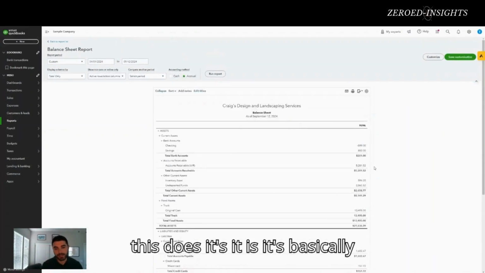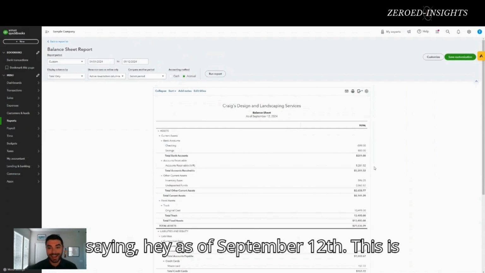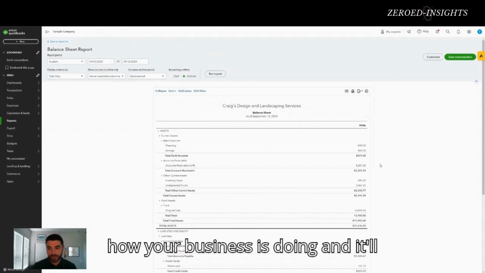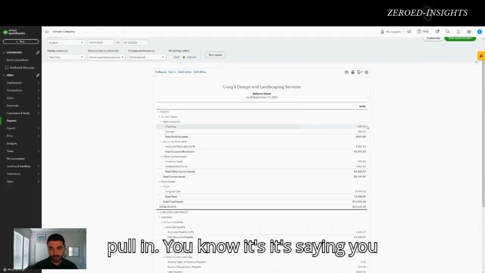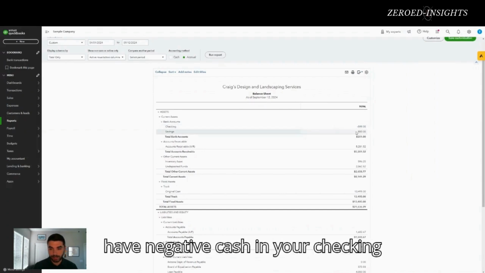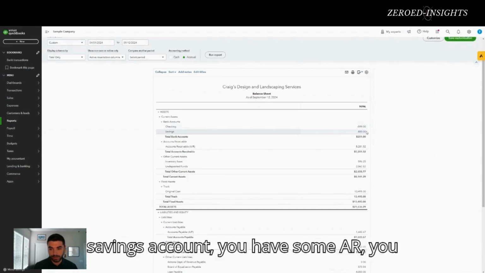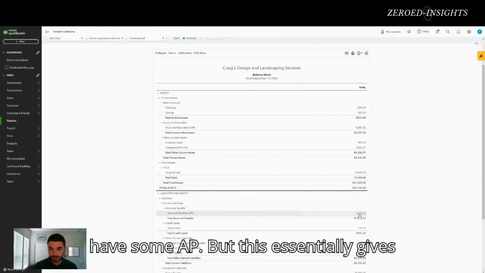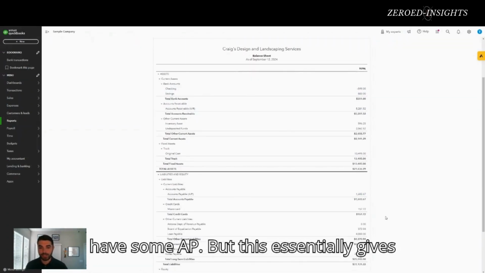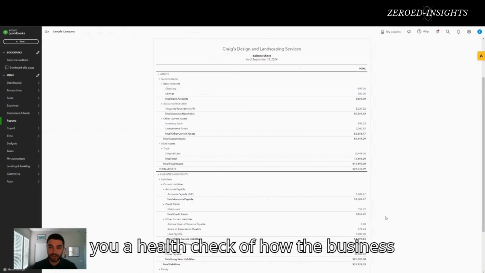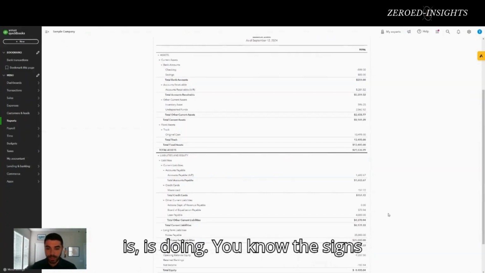So what this does is it's basically saying, hey, as of September 12th, this is how your business is doing. And it'll pull in, it's saying you have negative cash in your checking account, you have some cash in your savings account, you have some AR, you have some AP. But this essentially gives you a health check of how the business is doing.